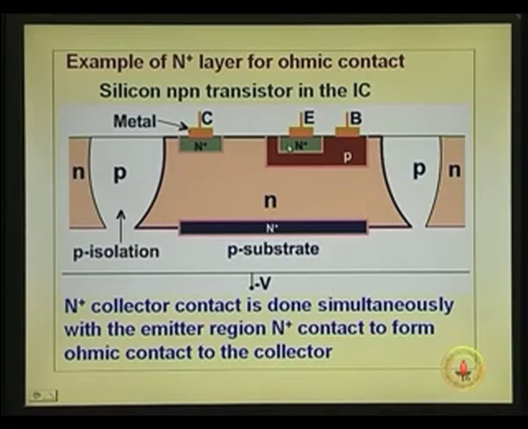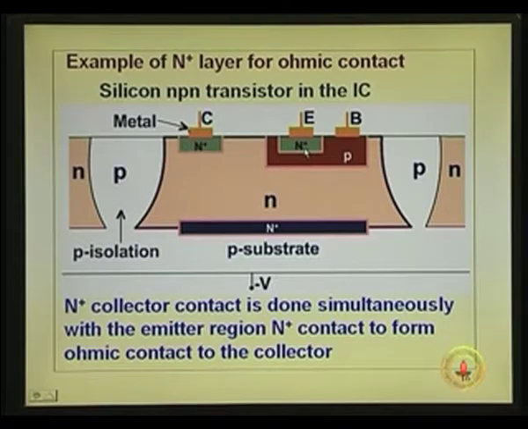Whereas here, naturally you got the N plus layer, which is the emitter layer. So, you got the ohmic contact, but you form this N plus contact to the N layer simultaneously along with this, so that you have ohmic contact here. If I did not do this diffusion here, what would happen? This metal and this N layer will form rectifying contact. You have a collector with a contact which is rectifying, which is not ohmic. It will block the current flow in one particular direction. So, that is why this ohmic contact is formed by a simultaneous diffusion of this N plus region along with the emitter.